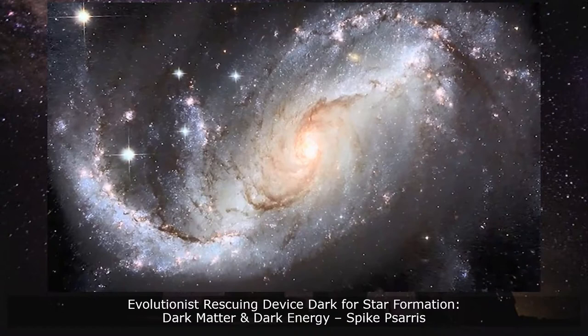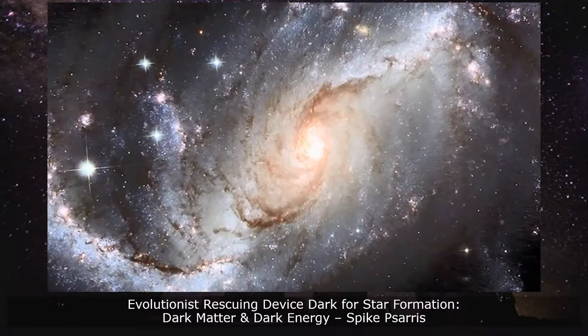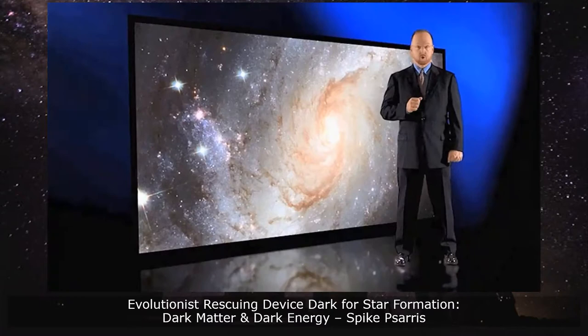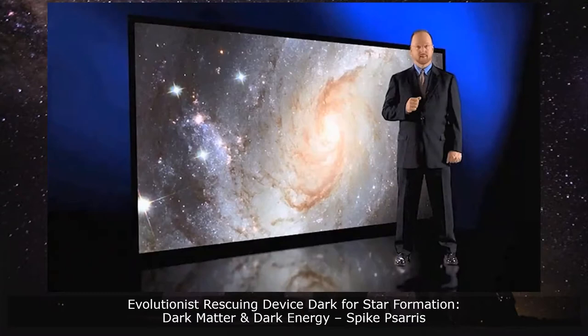It emits no light. It emits no radio waves. It emits no X-rays or infrared radiation. It's unlike everything else we know. But it must exist, or else their models don't work. For now, I just want to point out that in order to explain where the first stars came from, evolutionists have to invoke things that nobody has ever seen and that nobody has any idea what it is or how it works.